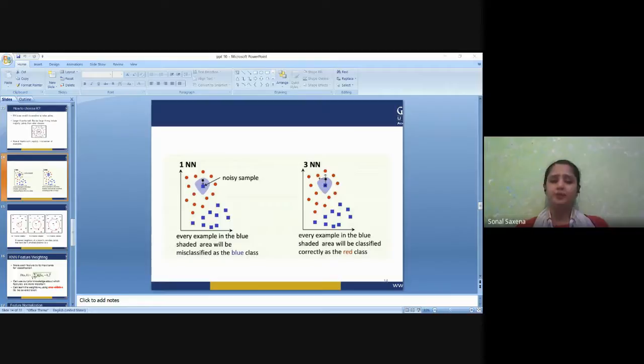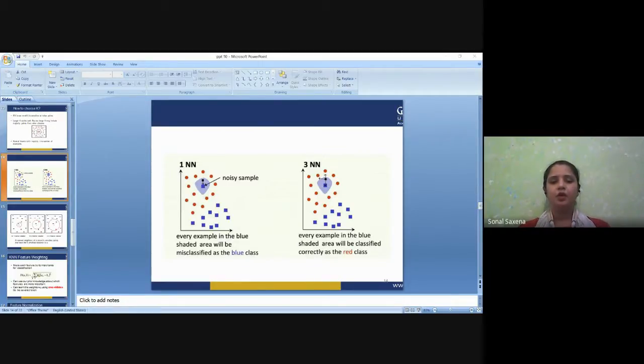The accuracy of the KNN algorithm can be severely degraded by the presence of noisy or irrelevant features, or if the feature scales are not consistent with their importance. Much research effort has been put into selecting or scaling features to improve classification. A particularly popular approach is to use evolutionary algorithms to optimize feature scaling. Another popular approach is to scale features by mutual information of the training data with the training classes.